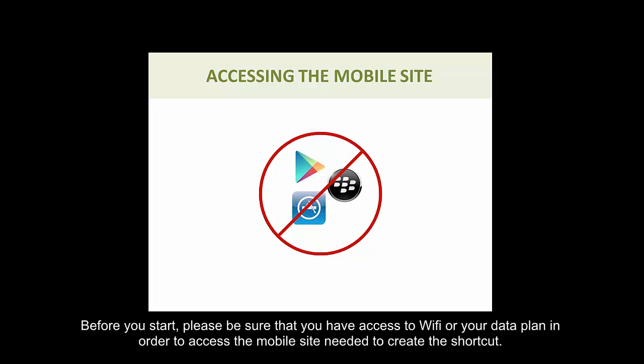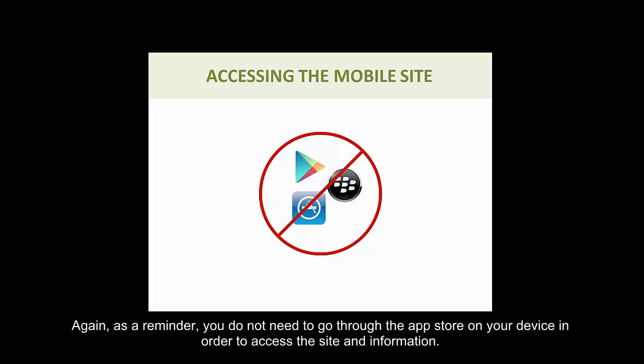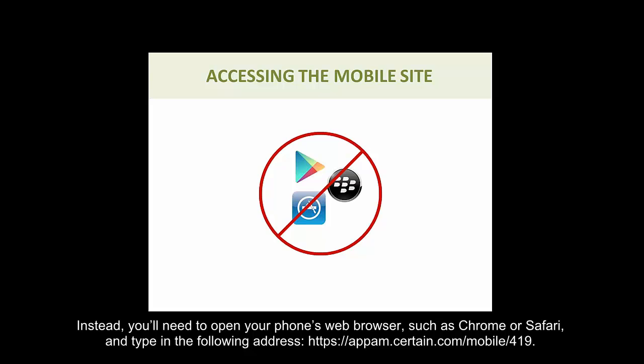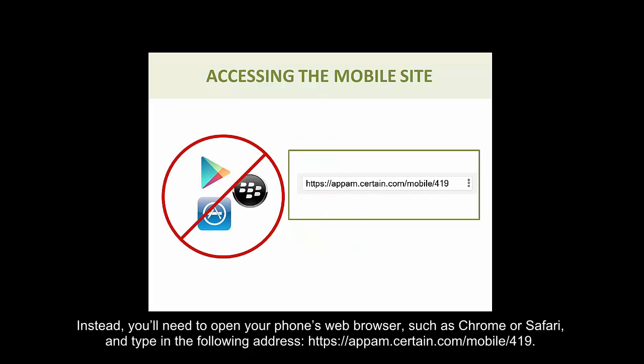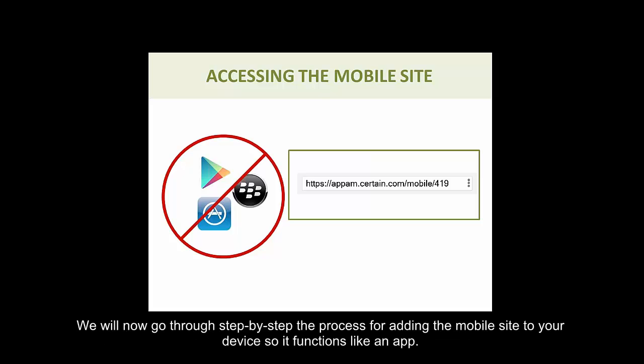Before you start, please be sure that you have access to Wi-Fi or your data plan in order to access the mobile site needed to create the shortcut. Again, as a reminder, you do not need to go through the App Store on your device in order to access the site and information. Instead, you'll need to open your phone's web browser, such as Chrome or Safari, and type in the following address. We will now go through step-by-step the process for adding the mobile site for your device so it functions like an app.